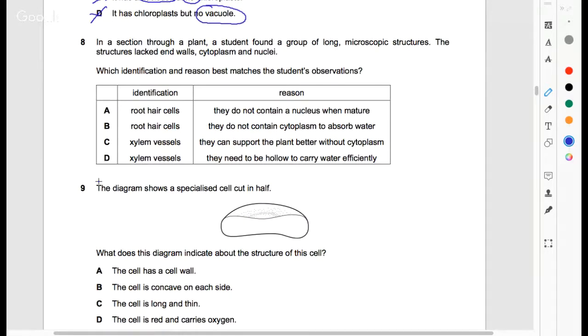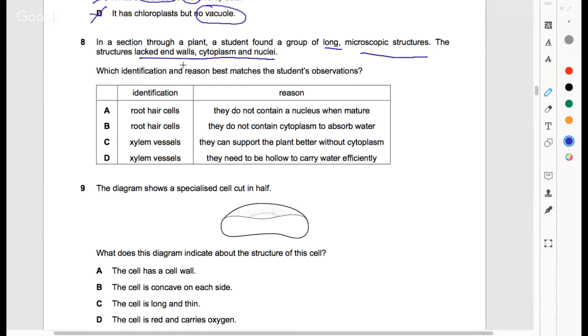In a section through a plant, a student found a group of long microscopic structures. The structures lacked end walls, cytoplasm, and nuclei. Which identification and reason best matches the student observations? So we've got these two things. It says long microscopic structures, the structures lacked end walls, cytoplasm, and nuclei.